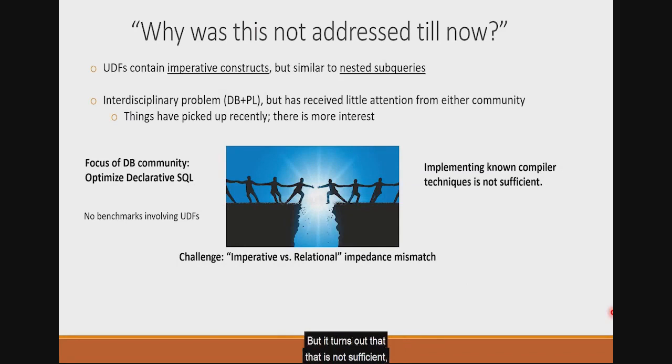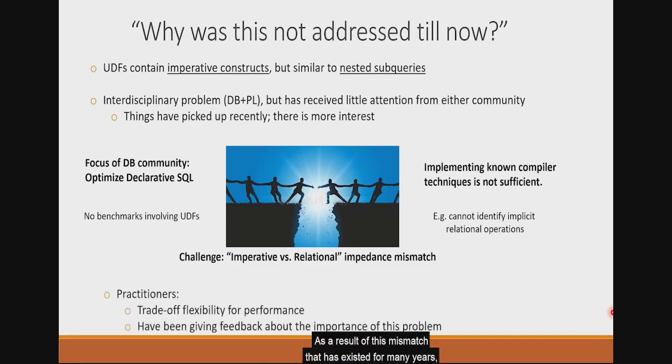But that is not sufficient because, as I mentioned in the previous slide, known compiler techniques cannot identify implicit relational operations hidden inside imperative code. As a result of this mismatch that has existed for many years, practitioners have had to make a trade-off. If they want the flexibility of UDFs, and the readability and modularity, they need to trade off performance. And if they really want performance, the recommendation is to not use UDFs at all. So it's a tough trade-off to make.